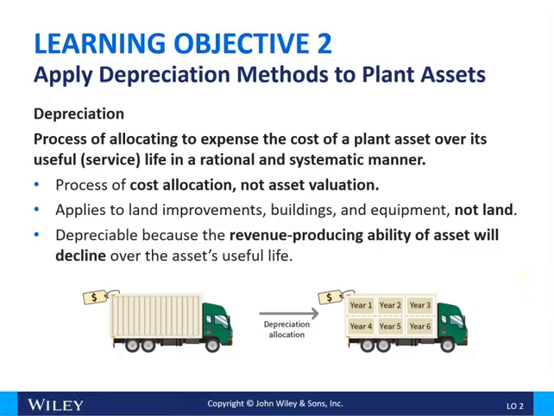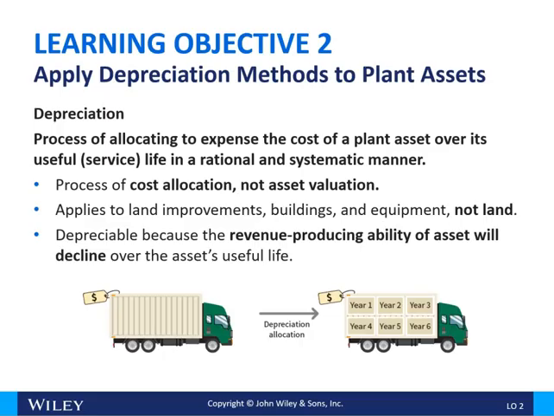Now we'll look at how we apply depreciation methods to plant assets. Depreciation is the process of allocating to expense the cost of a plant asset over its useful or service life in a rational and systematic manner. So what does that mean? It means we're going to take the cost and allocate it to expense. So we're going to expense the cost of the asset over the useful life of that asset. We're going to estimate what that useful life is.